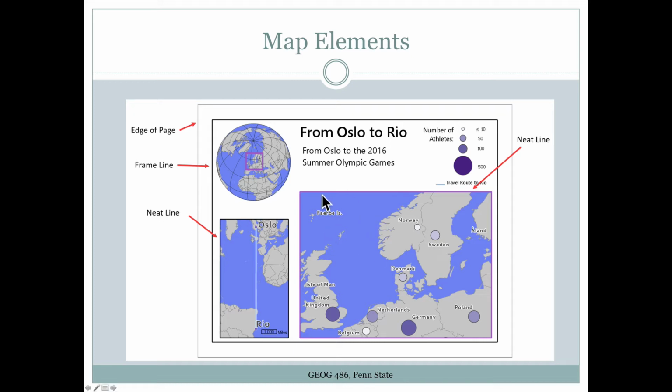And as we can see, each one of these maps ends very abruptly. For example, this one here along this purple line. That's what we would call a neat line, the edge of the mapped area, which can be different than the map frame, or the frame line, which is this outer black line that we see here.